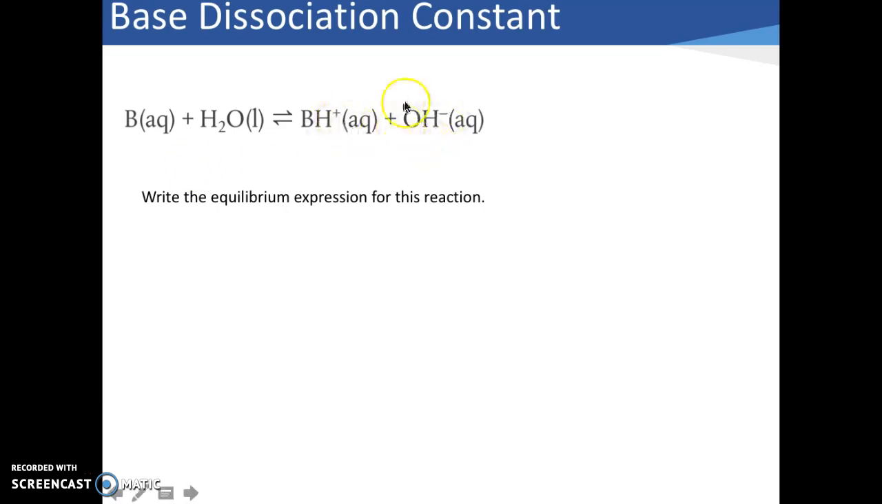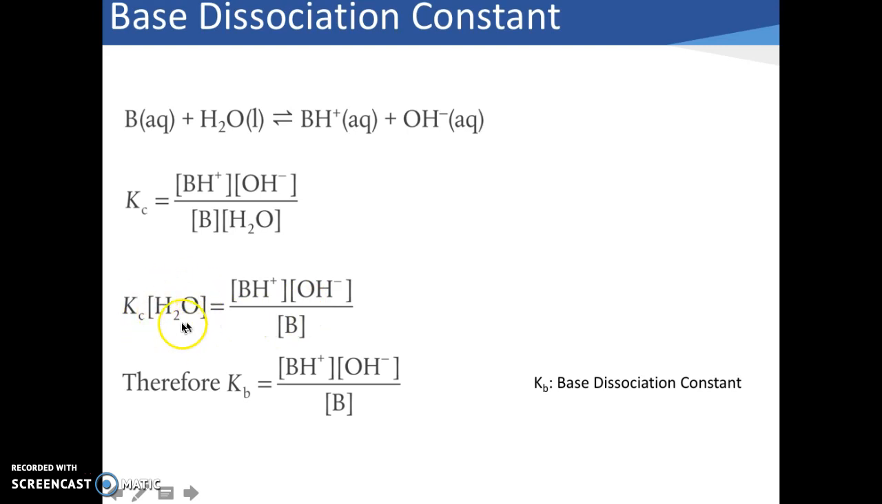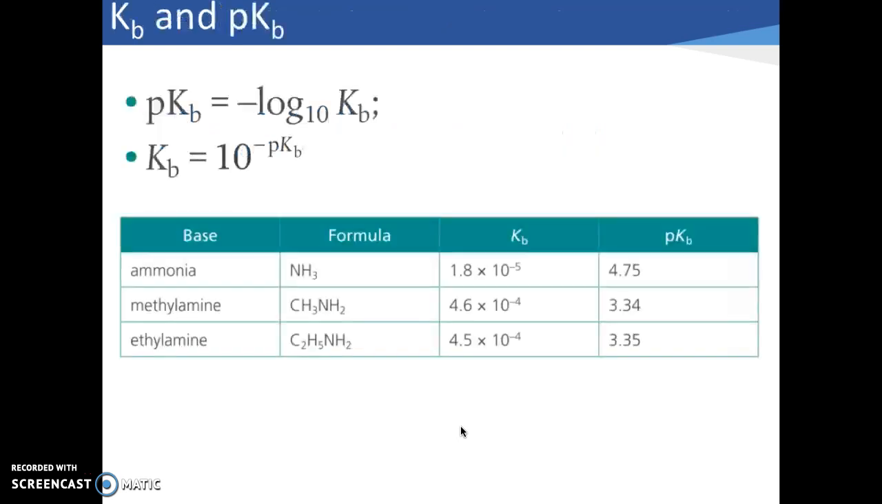So instead of creating hydrogen ions, you're creating hydroxide ions. But just like last time, the water concentration is not going to change that much, and so we just consider it like a water constant almost. And so you get a Kb of your conjugate acid, BH+, your hydroxide ions, and then your base, okay? Again, Kb is a direct measure of the strength of a base. The higher the value of Kb at a particular temperature, the greater the ionization, the stronger the base, yeah?